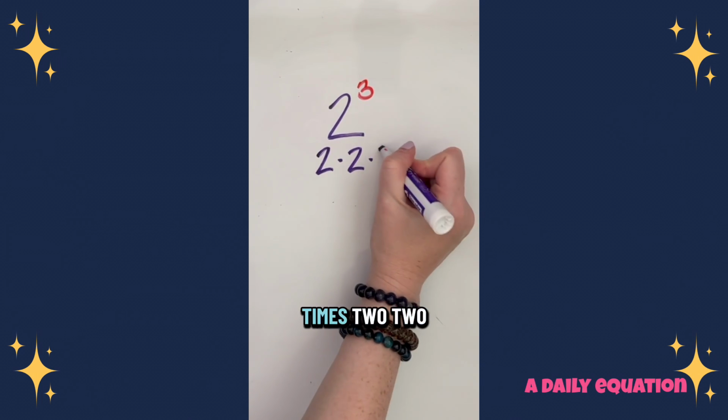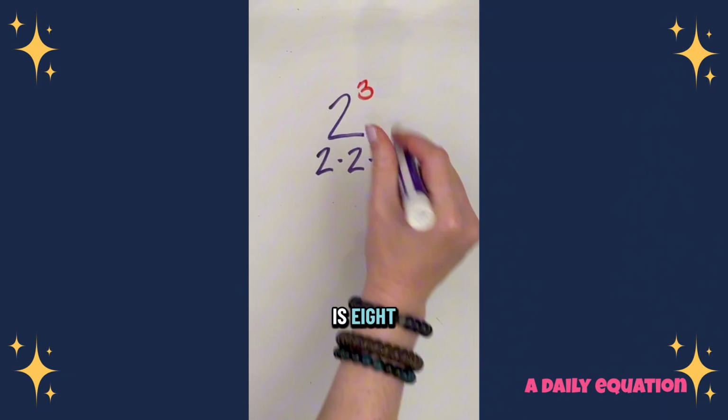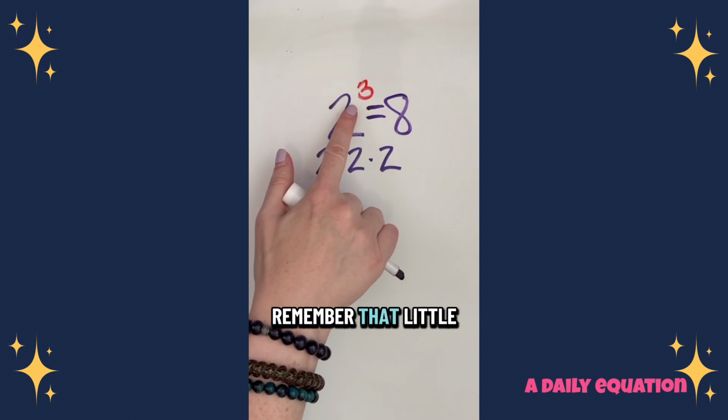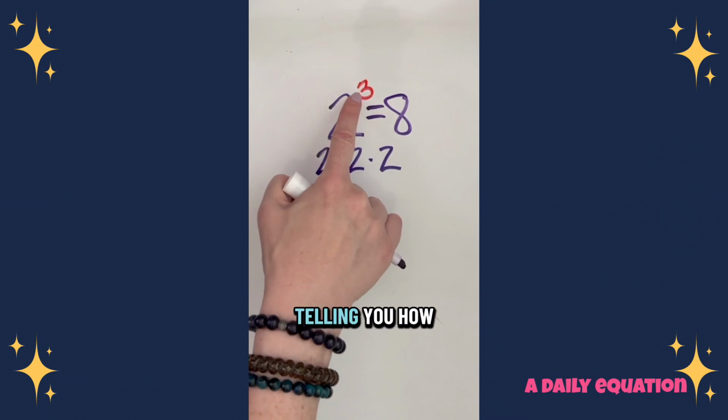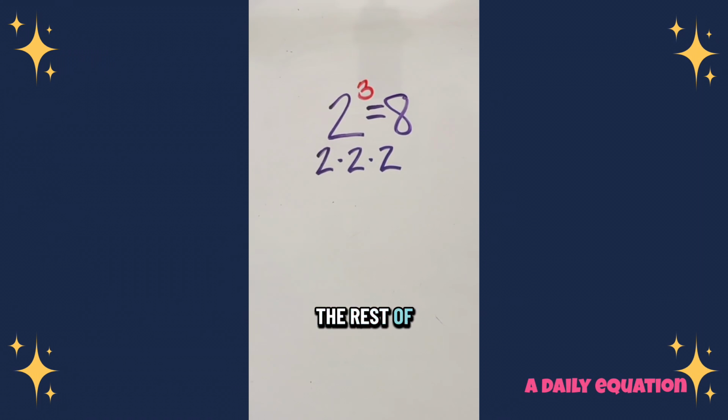2 times 2 times 2. 2 times 2 is 4, times 2 is 8. So 2 to the third power is 8. Remember, that little exponent, that little parrot, telling you how many of the base unit you have. This is going to be key for the rest of our week.